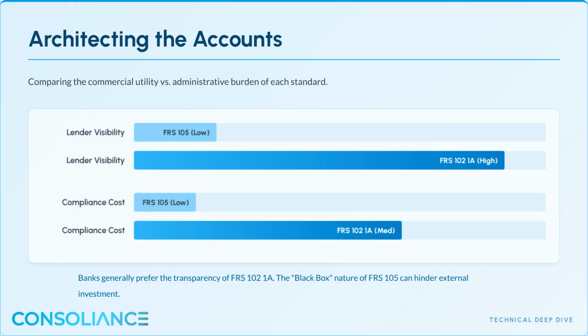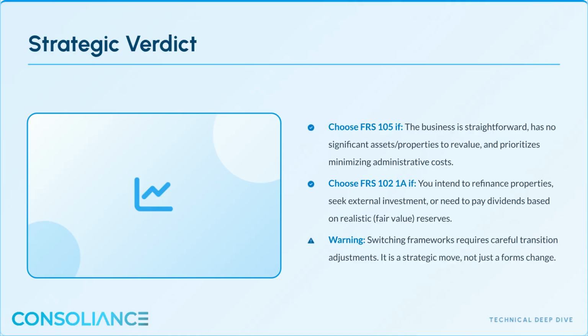Visualizing this trade-off helps clarify the decision. As you can see on the chart, FRS 105, the cyan bar, keeps compliance costs low, but lender visibility is almost zero. It is opaque. FRS 102.1a, the dark blue bar, pushes compliance costs up slightly due to the extra disclosure work, but lender visibility skyrockets. Banks prefer this standard because it shows them what the business is actually worth today, not what it cost 10 years ago.